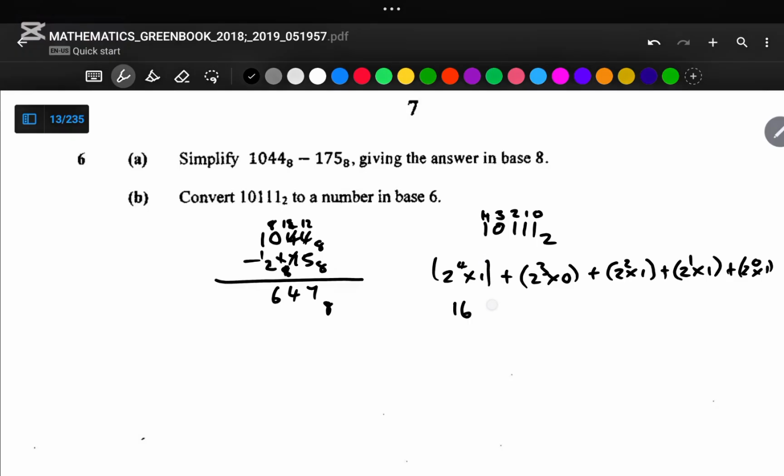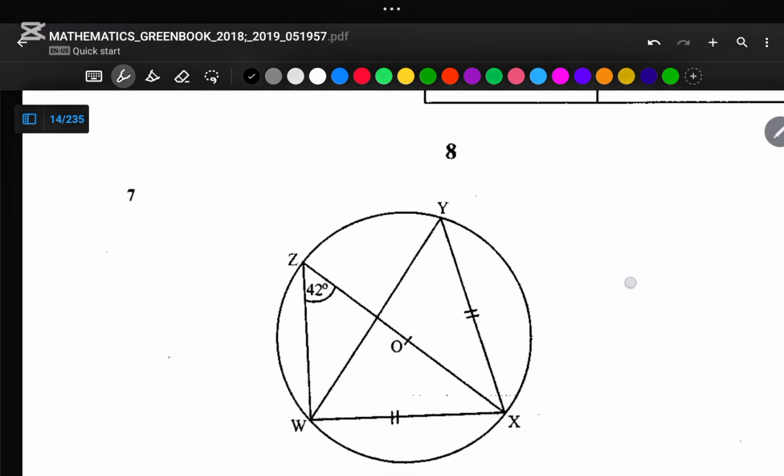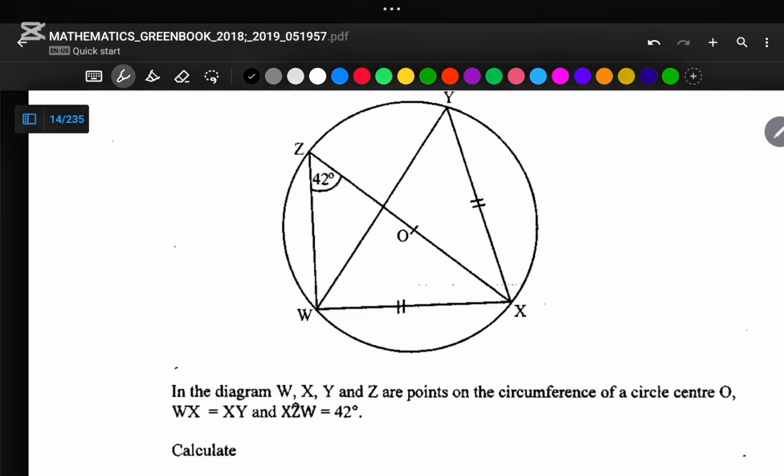And then 2 to the power 3 times 0 is 0, plus 2 to the power 2, that is 4, plus 2 plus 1. Okay, so it gives us 20 plus 3, it is 23. So then we have this 23, it is in base 10. So 23 in base 10, we need to convert it to base 6. So it gives us, so number 7 says we are having this diagram here.